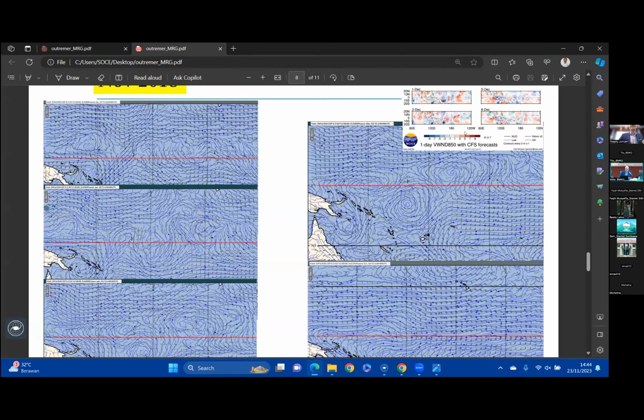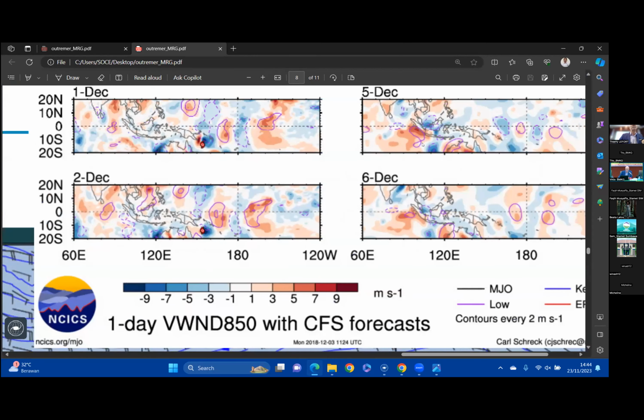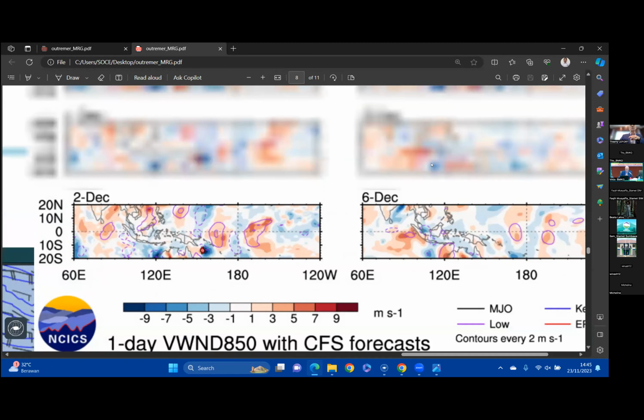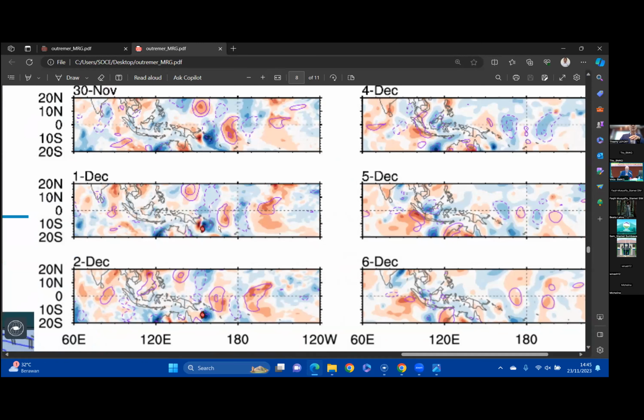So what we are looking at in, for example, Carl Schreck's products will be the meridional wind, the V850. The V850 is very useful for the mixed Rossby-Gravity because they travel above the equator and provide some northerly and southerly components. So we will follow this kind of wave train. Very often it is not only one cyclonic circulation, but a wave train.